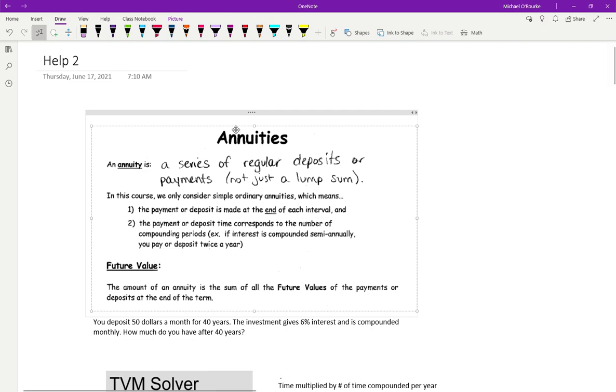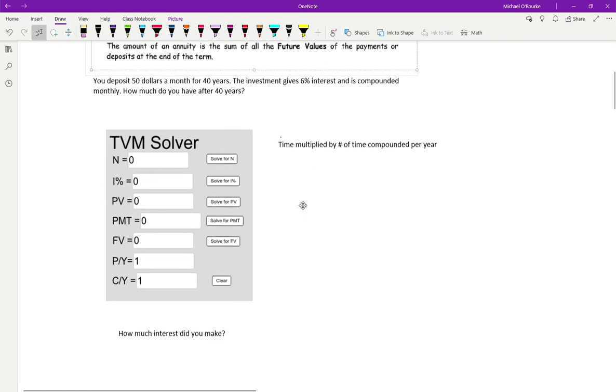So yesterday we did deposits where we would invest a whole bunch of money all at once. Now we're going to do an annuity. Annuity just means a regular deposit into or out of an investment. So I could be putting a regular deposit to build up an investment, or I could be doing a regular deposit to kind of take down a loan. So regular payment, regular deposit.